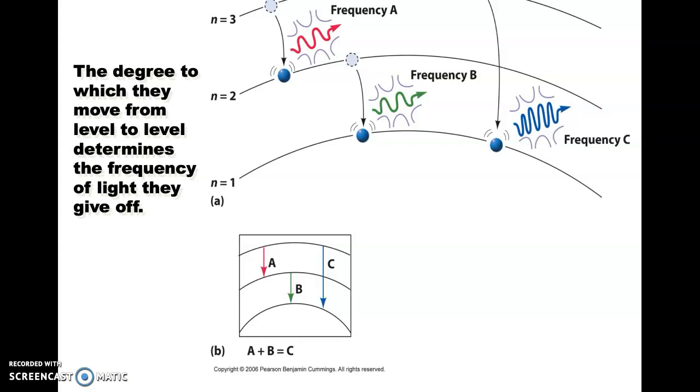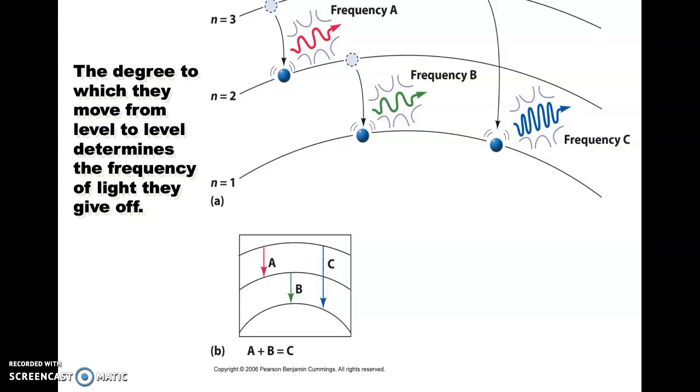The degree to which they move from level to level determines the frequency or light they give off. So now you see frequency here, right? Frequency A, if you're going to move from energy level 3 down to energy level 2, then you can get a red light given off, right? A reddish cast. If you're going to go from 2 down to 1, you're going to get a green light or a green cast given off in the reaction.